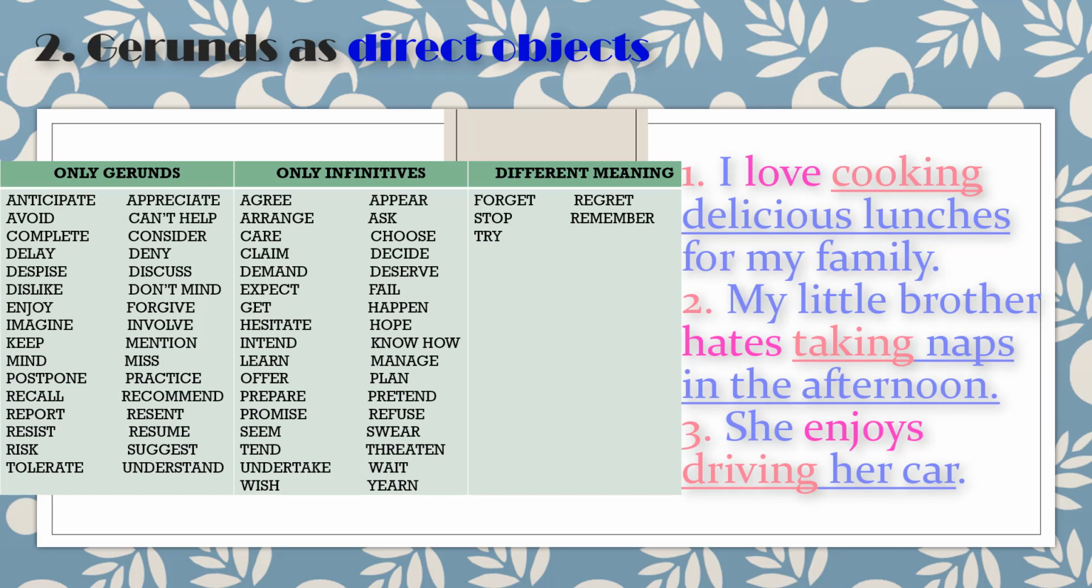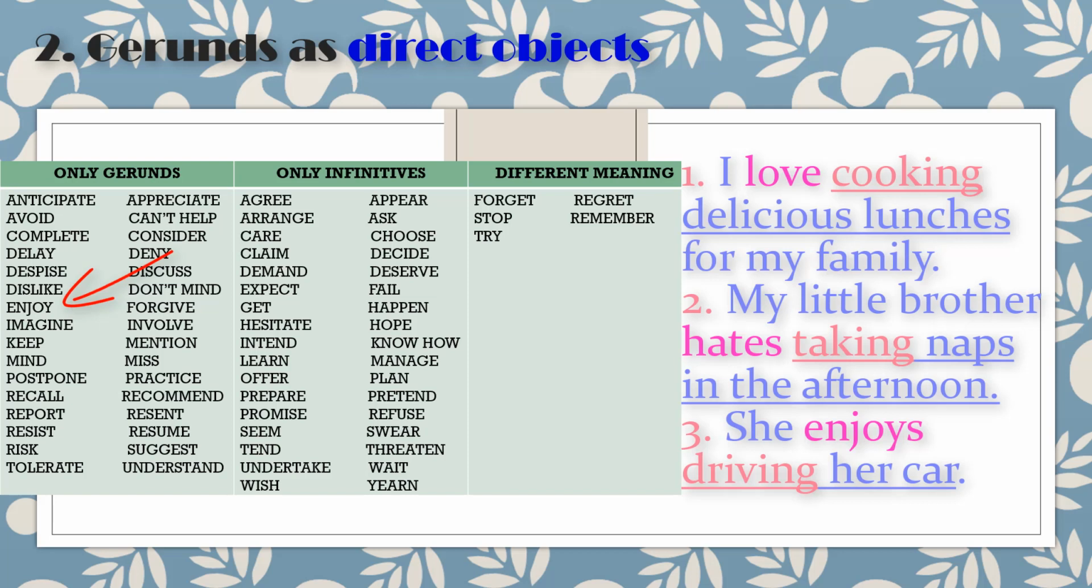In sentence number 2, it is, my little brother hates taking naps in the afternoon. Here the principal verb is hate. Hate is not in the list, so we can use taking or to take naps in the afternoon. And number 3, I did this on purpose. She enjoys driving her car. Enjoy is in the list, so we have to use only gerunds, it says. So we can only use driving and not to drive.